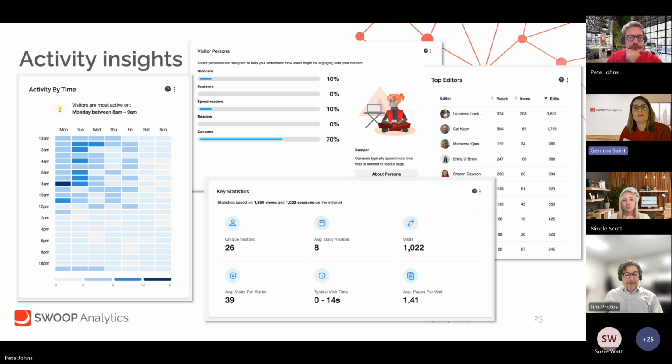We can also look at your top editors. So it's not only looking at your intranet pages, but you're looking at the files they've updated as well, if you do rely on files within your intranet.